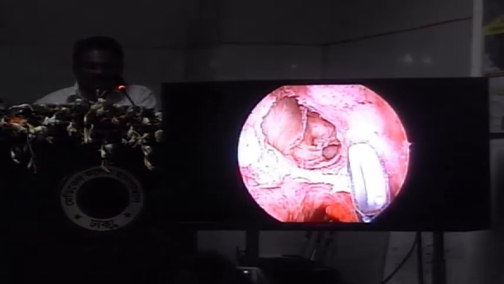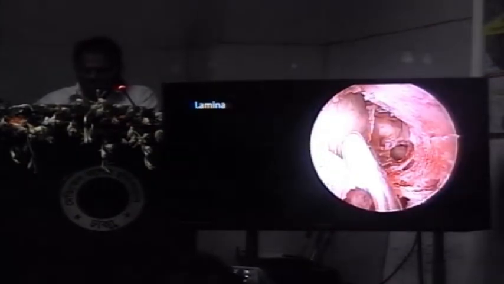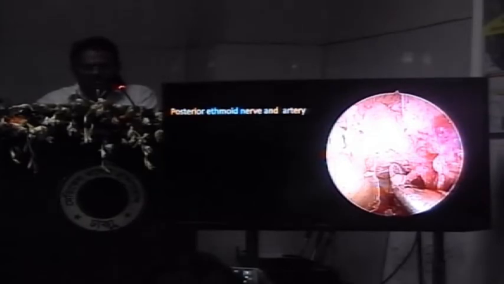This is the middle turbinate. This is the Onodi cell. This is the sphenoid sinus. This is the lamina papyracea. Okay, lamina papyracea, showing one more view. Okay, posterior ethmoidal nerve and artery being shown here.